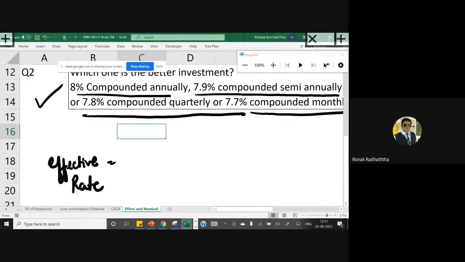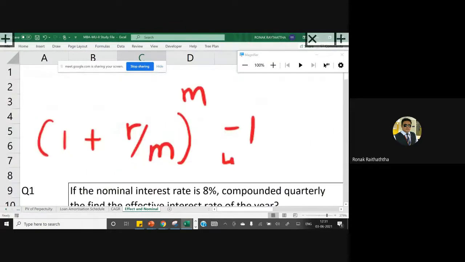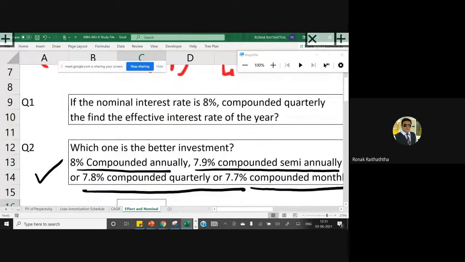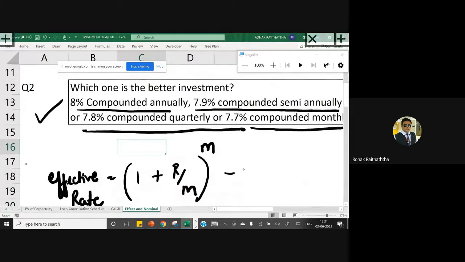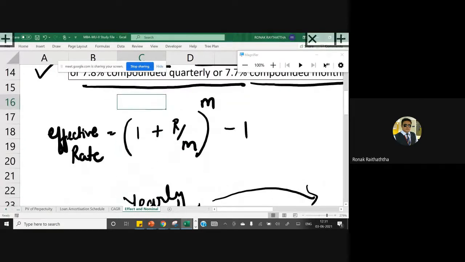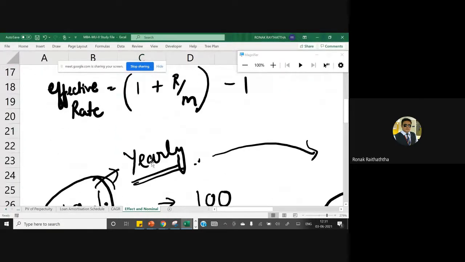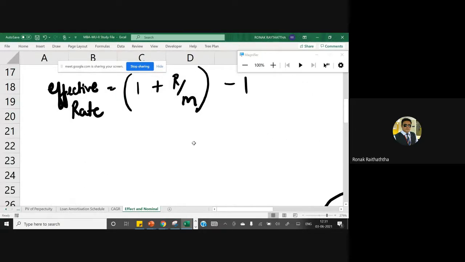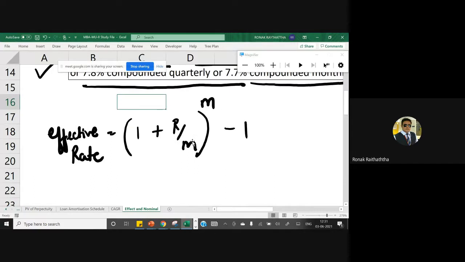Which is very simple. You may go over there at the top. 1 plus R divided by M, raised to M minus 1, as simple as that. Now some people would be like, sir, what is this M? M is nothing but the number of periods in a year.